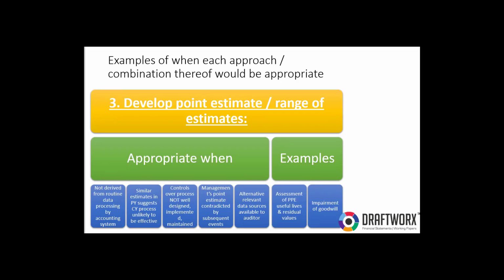But it is important that alternative relevant data sources should then be available to the auditor to develop their own point estimate or range of estimates. Examples of these types of estimates would include the assessment of useful lives and residual values of PPE and impairment of goodwill.